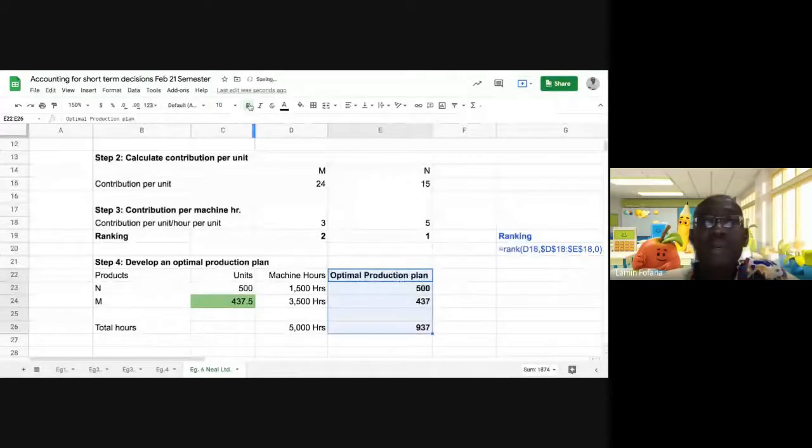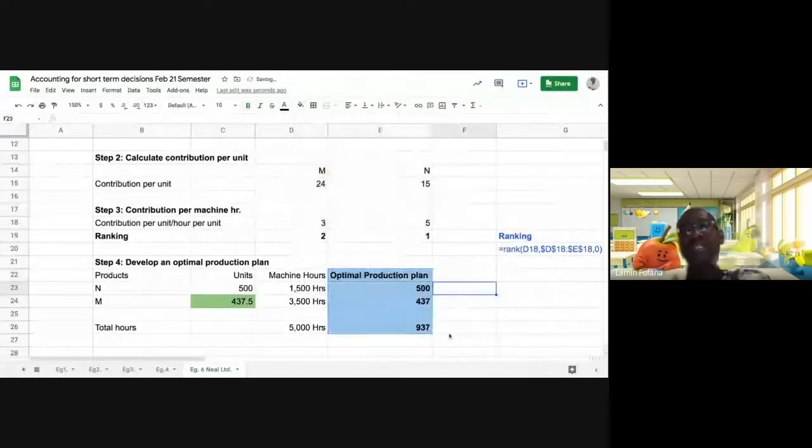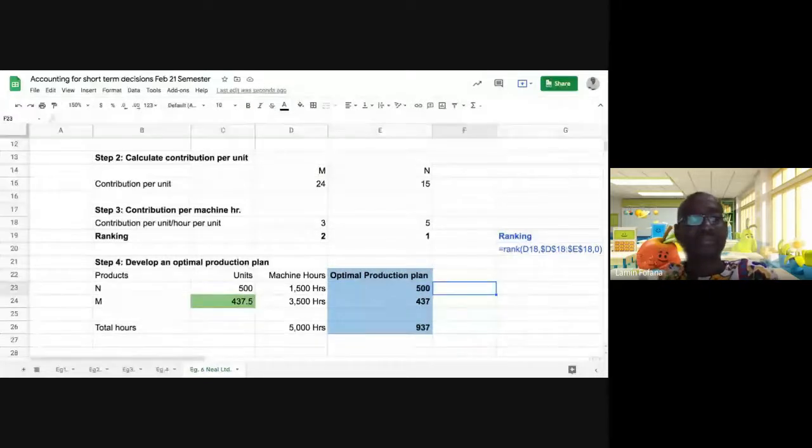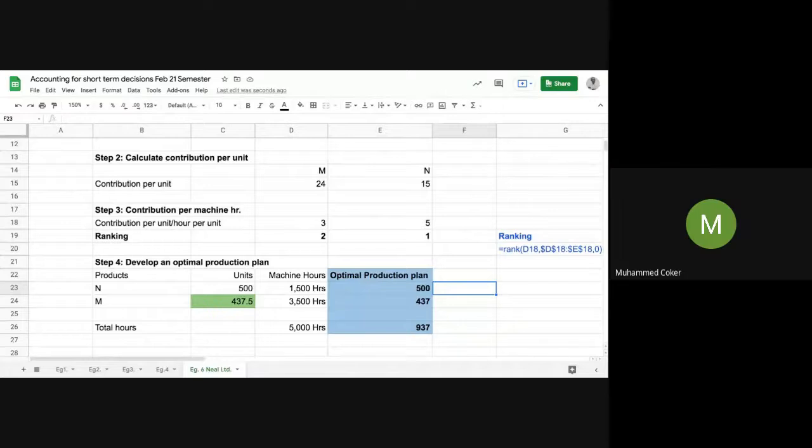So this is our optimal production plan. I'll make it bold, and I will make the background blue. Okay, so this is our optimal production plan. Correct? So let's move.